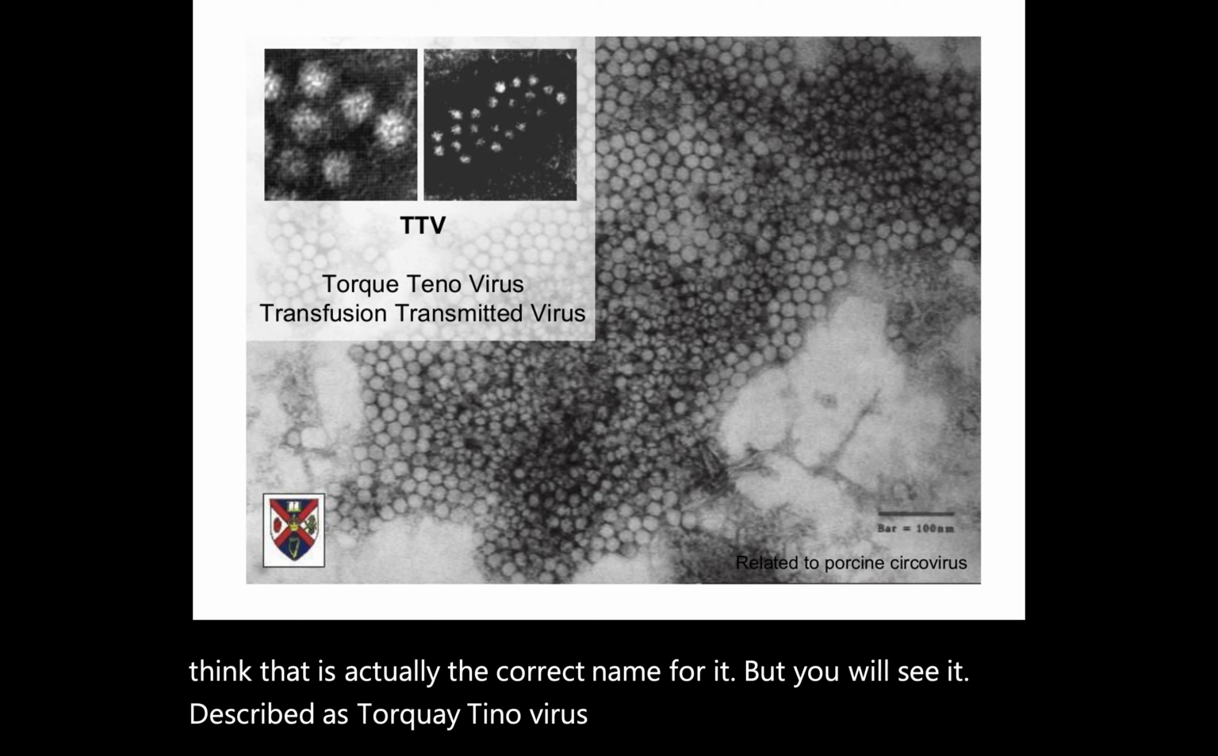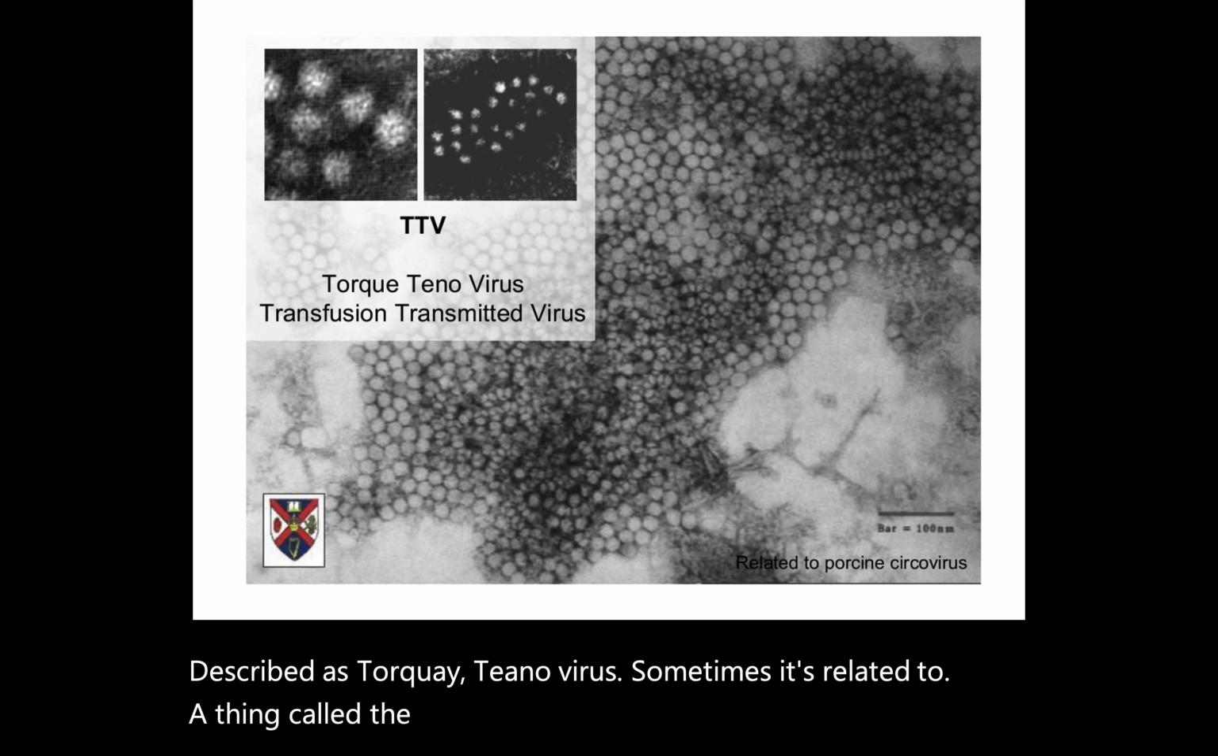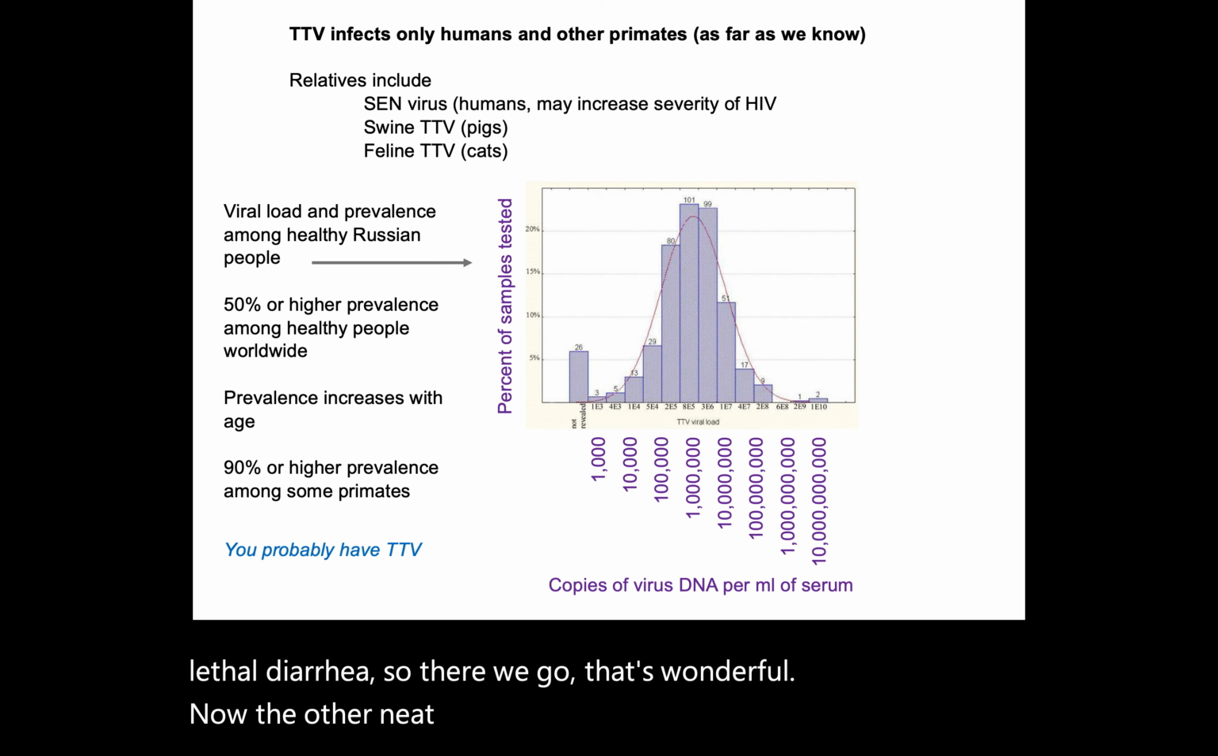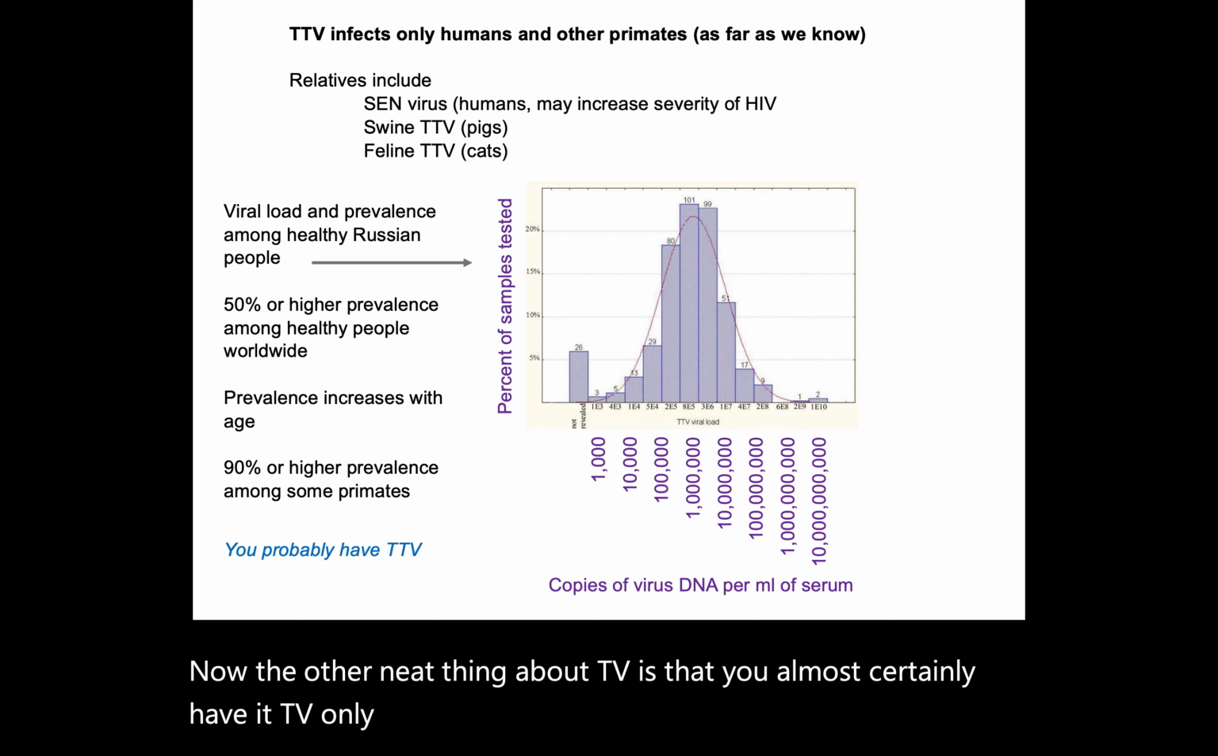It's related to a thing called a circovirus in pigs, and the circovirus can cause lethal diarrhea. So there we go. That's wonderful. Now, the other neat thing about TTV is that you almost certainly have it. TTV only infects humans, and some kinds of primates have related viruses.